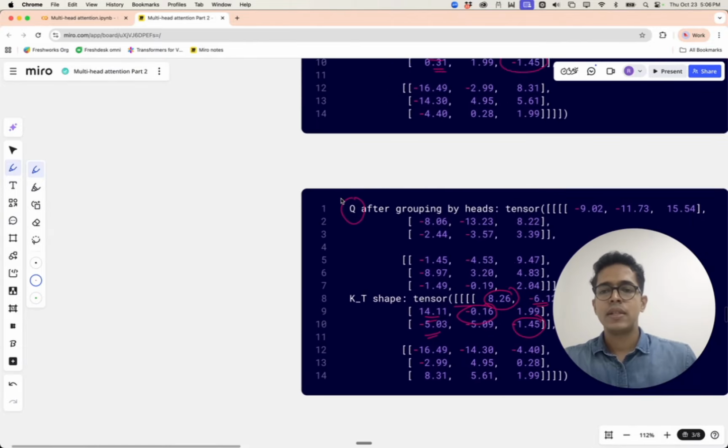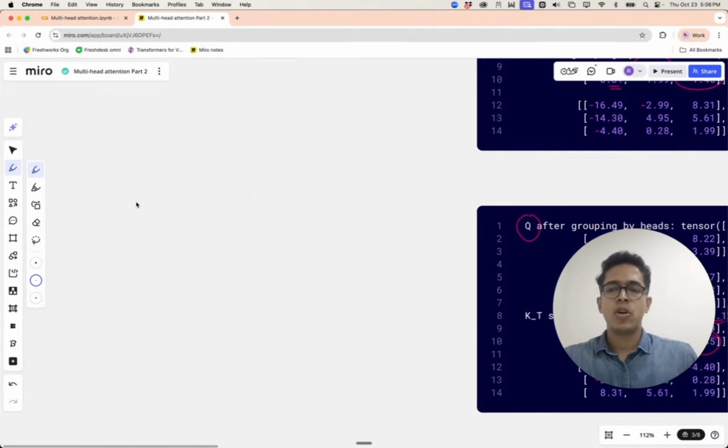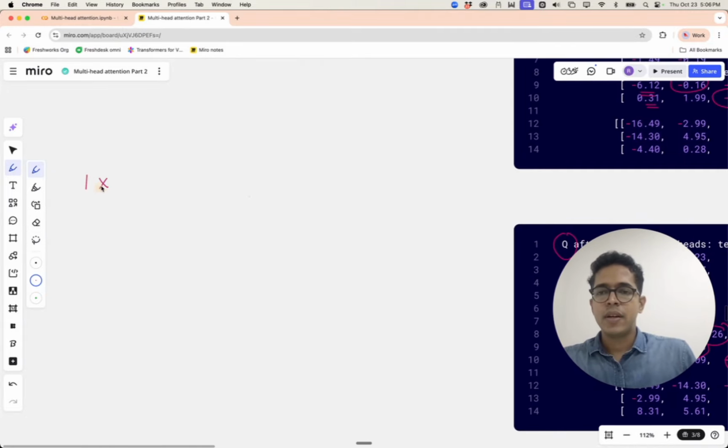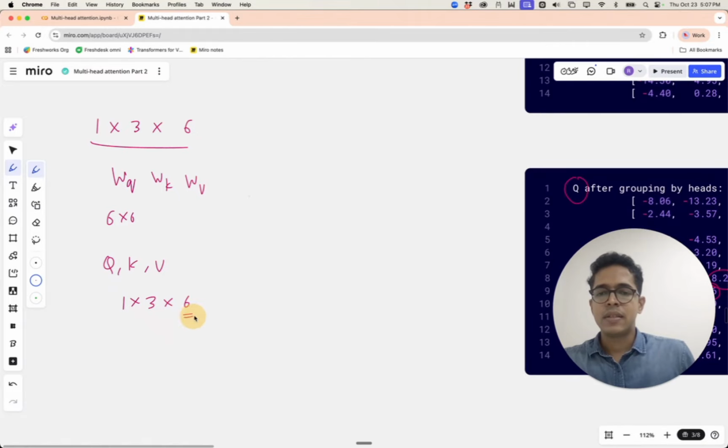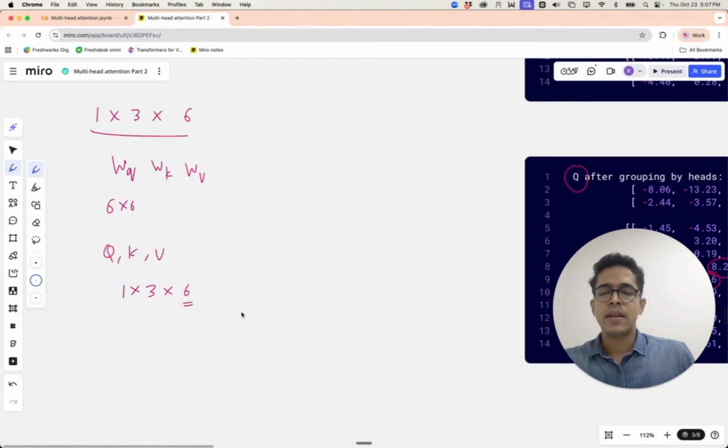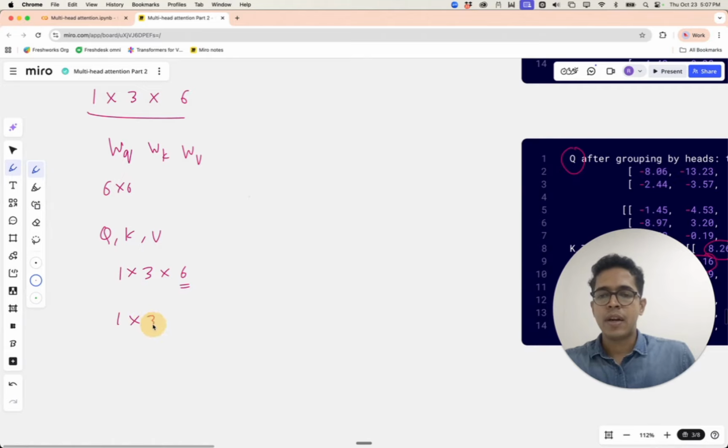Okay, so just let us take a recap of what all we did. We defined batch size 1. We had 3 tokens. Each token had a dimensionality of 6. Then we said we need WQ, WK, W value. So what we said was each of these should be 6 by 6 to result in query, key, value matrices QKV of 1 by 3 by 6. Then we said this 6 should be split into number of heads and dimensionality per head. So this became 1 by 3 by 2 by 3.